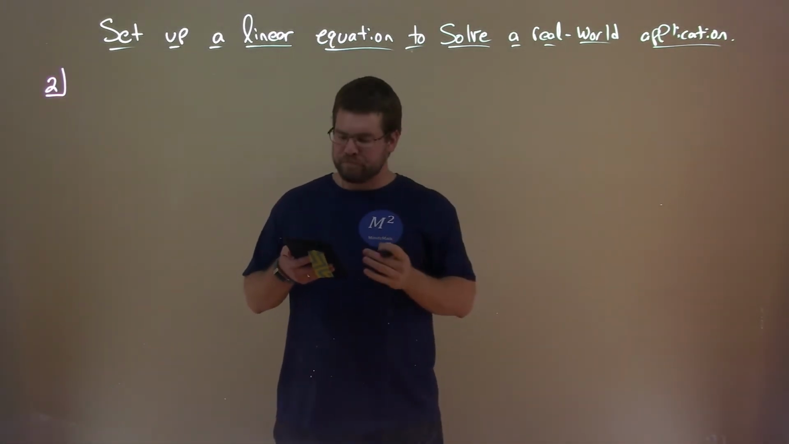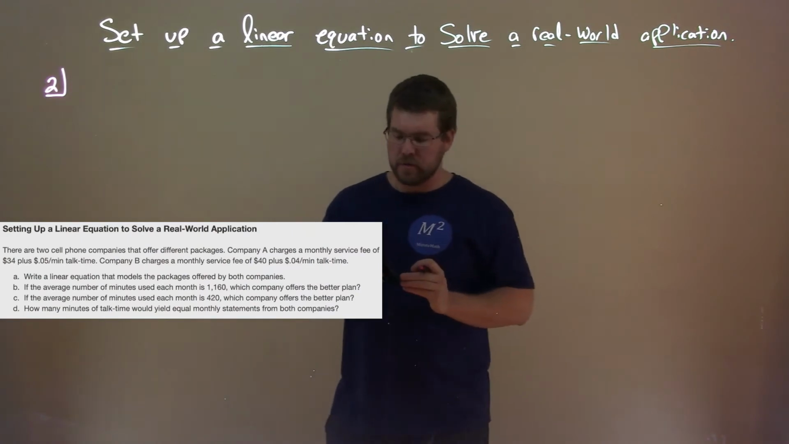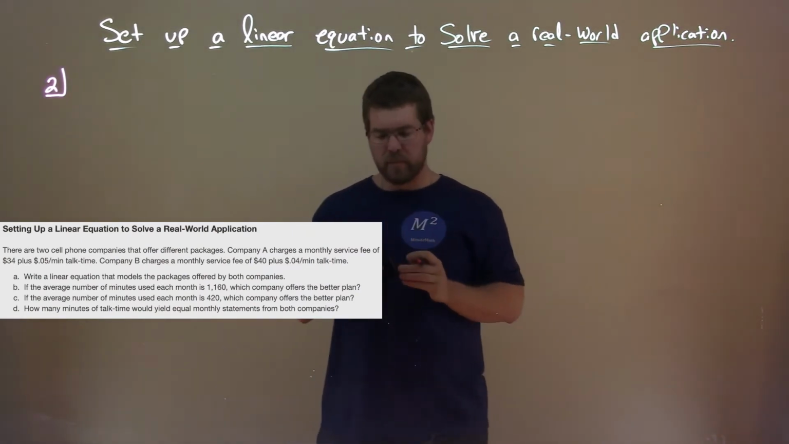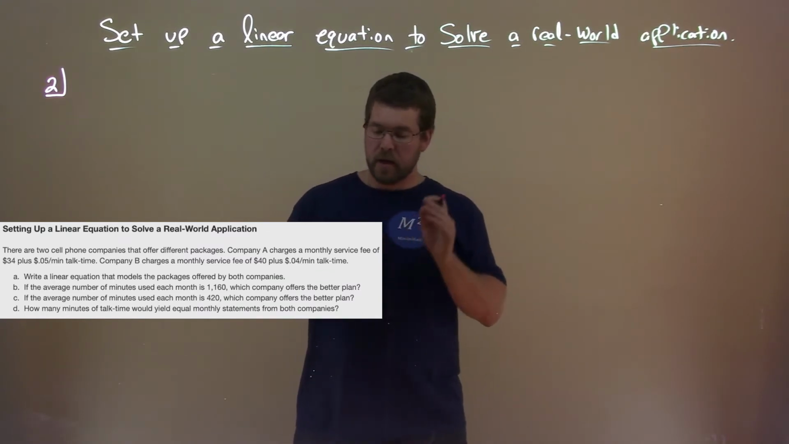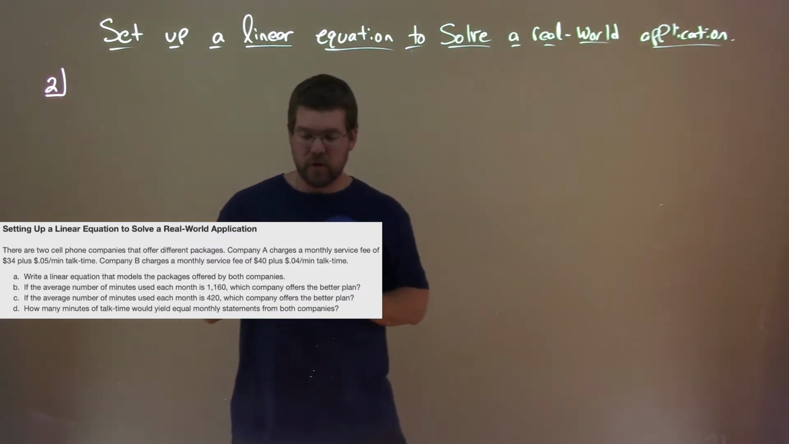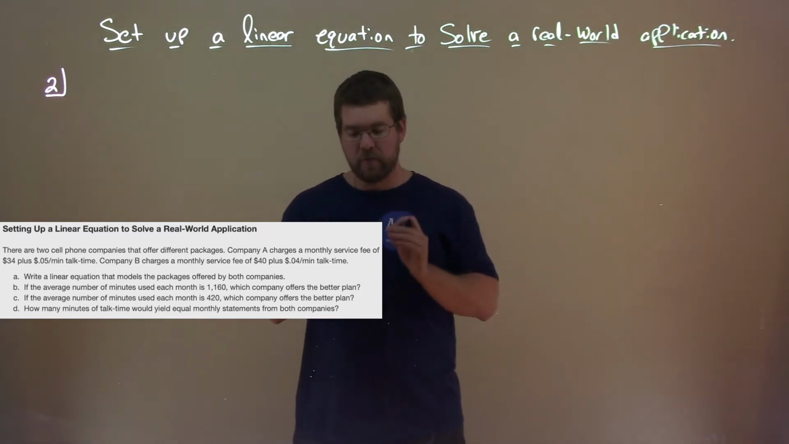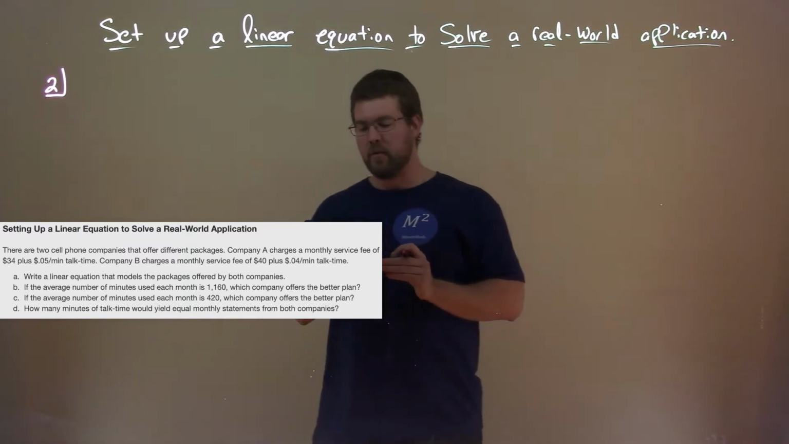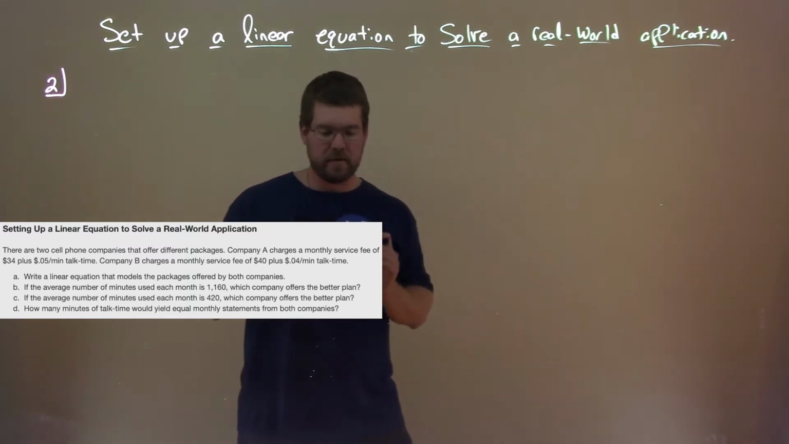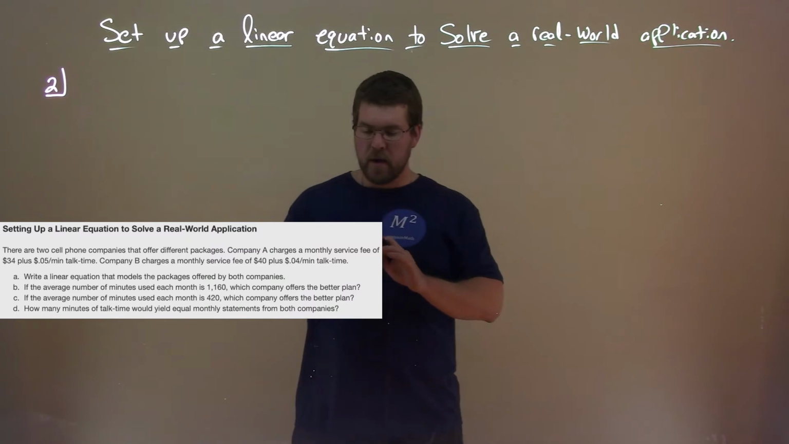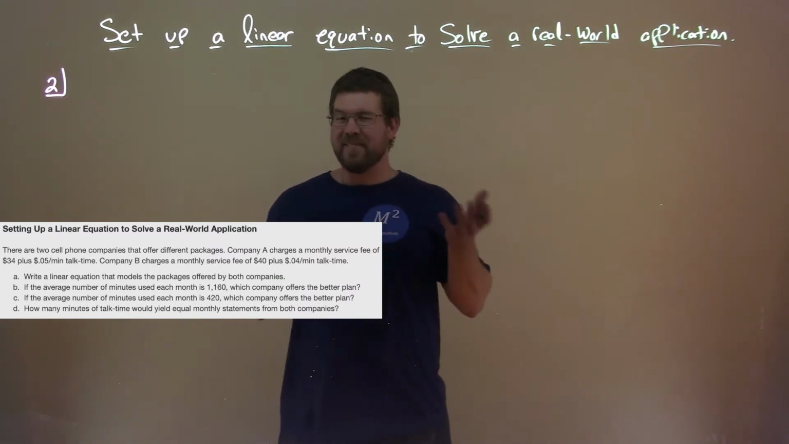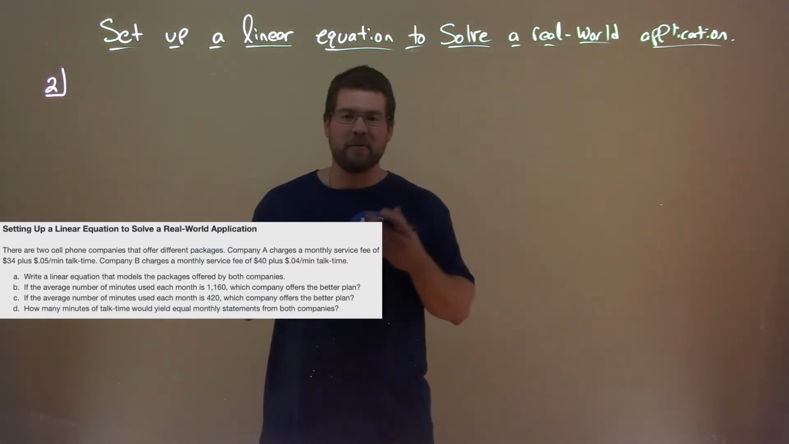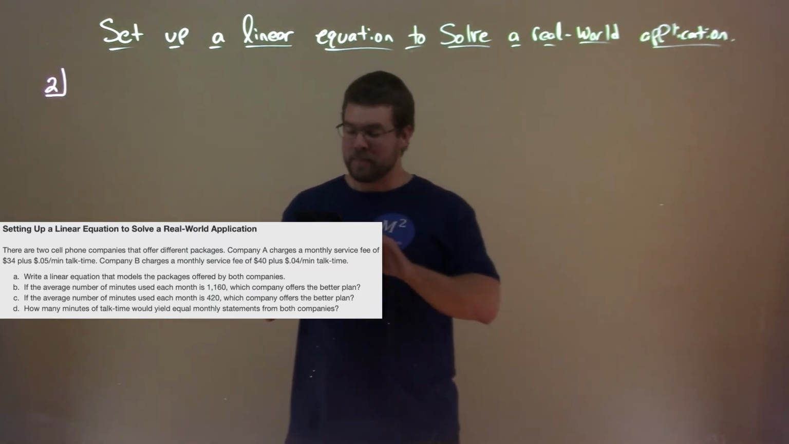So number two, we're setting up a linear equation to solve a real-world application. There are two cell phone companies that offer different packages. Company A charges a monthly service fee of $34 plus 5 cents per minute talk time. Company B charges a monthly service fee of $40 plus 4 cents per minute of talk time. Most people today don't have talking minutes, it's usually unlimited, but this is back when cell phones were first coming out for me.